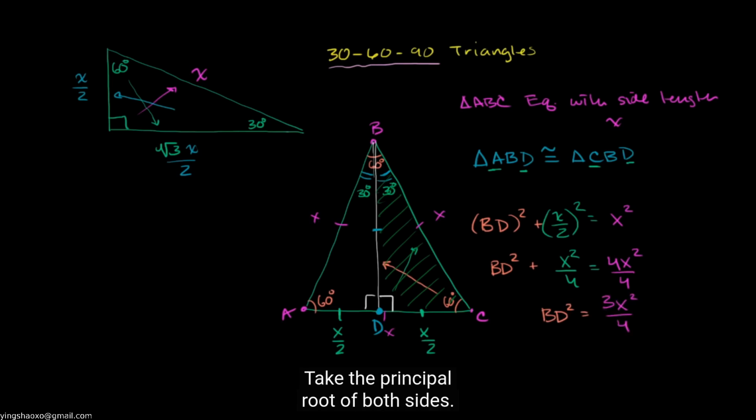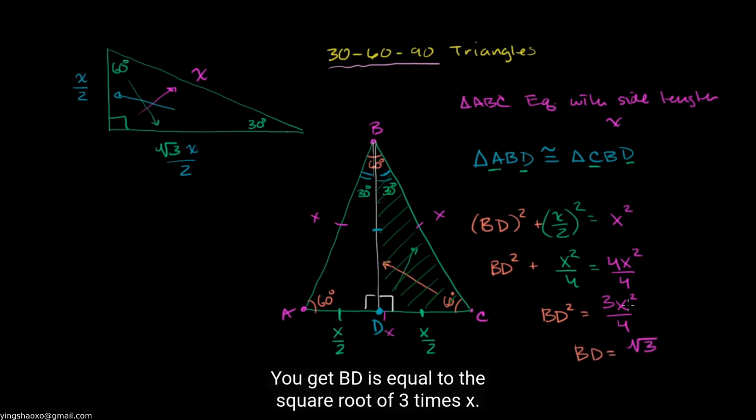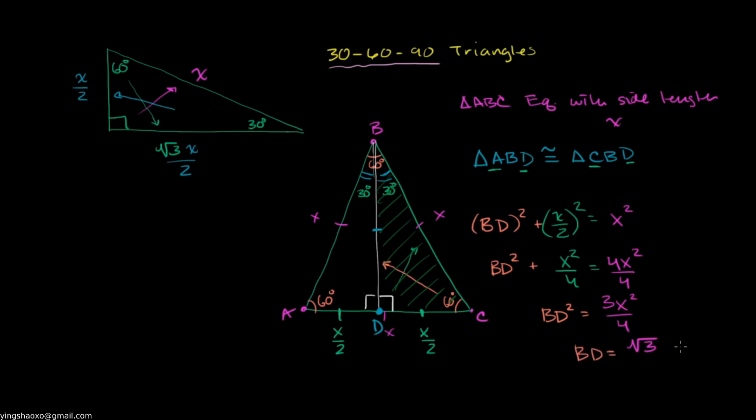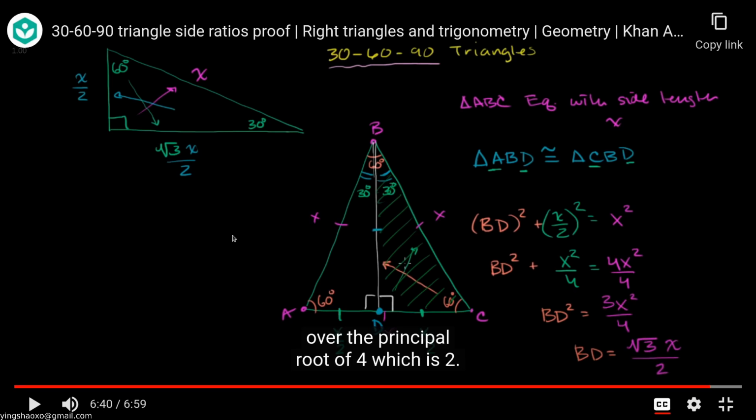Take the principal root of both sides. You get BD is equal to the square root of 3 times x over 2. The principal root of 3 is square root of 3, and the principal root of x squared is just x, over the principal root of 4, which is 2.